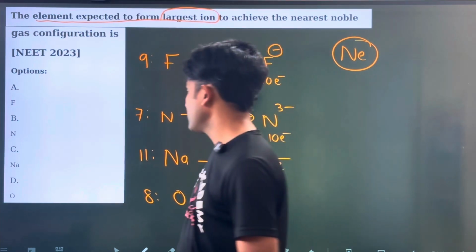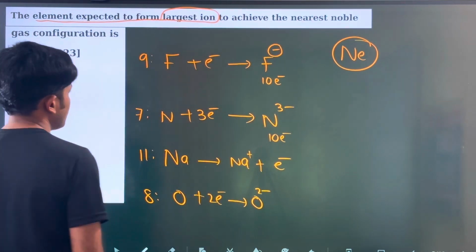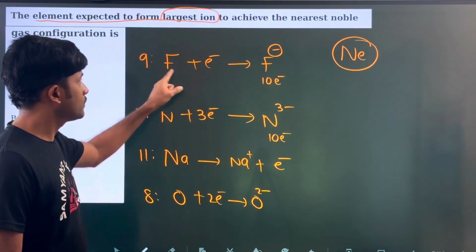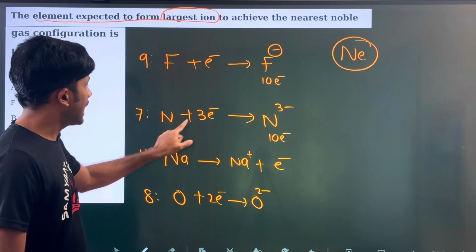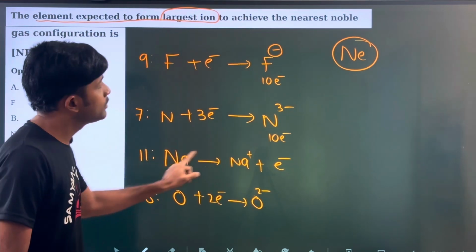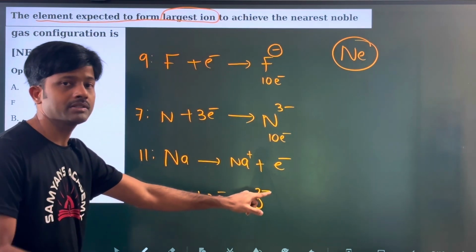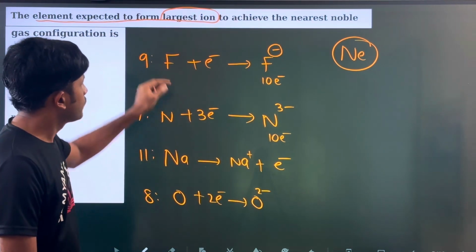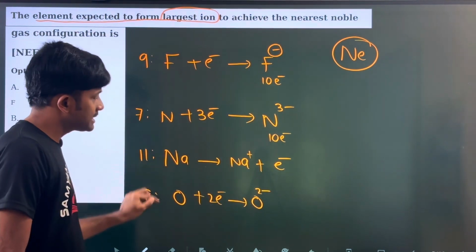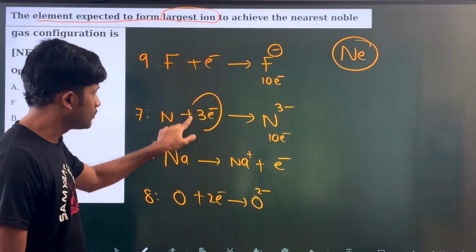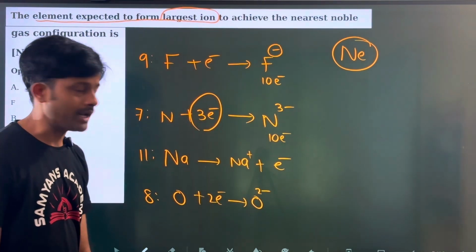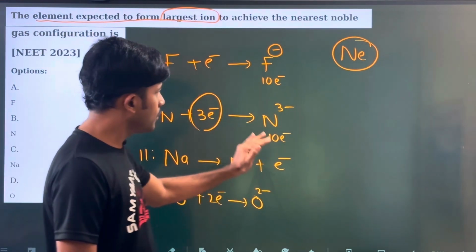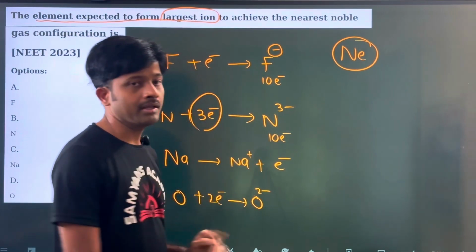Okay, so among all these elements, which one is gaining more electrons? Fluorine or nitrogen, sodium or oxygen? Fluorine is gaining only one electron, nitrogen is gaining 3 electrons, and sodium loses one electron, so it will decrease its size. Oxygen gains 2 electrons. Among fluorine, nitrogen and oxygen, nitrogen gains more electrons as compared with fluorine and oxygen. Then nitrogen's ionic radius is more compared with the remaining elements.